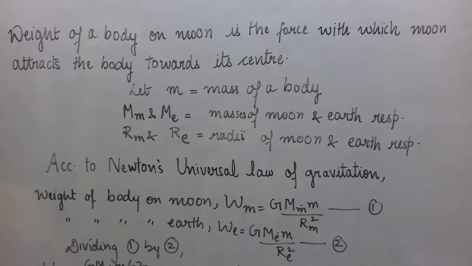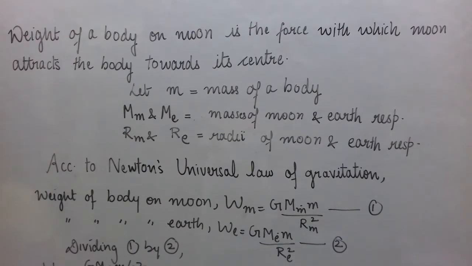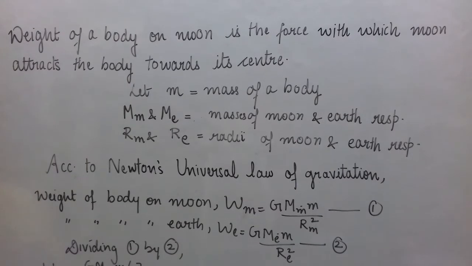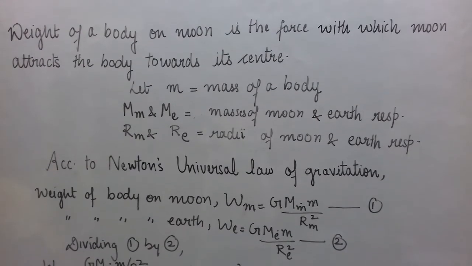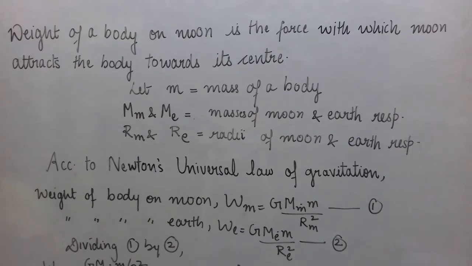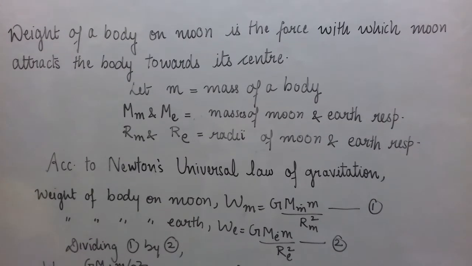But remember, if you are on the moon surface, or if you are lying close to the moon surface, and then if you drop any body, that is not going to fall towards earth. There it is going to fall towards moon, because gravitational pull of moon is more dominant than the gravitational pull of earth for that body which is lying closer to moon.